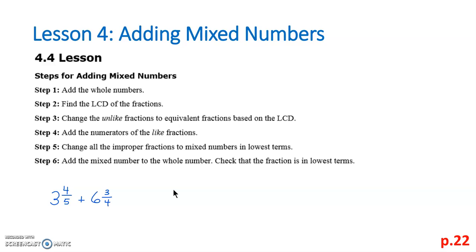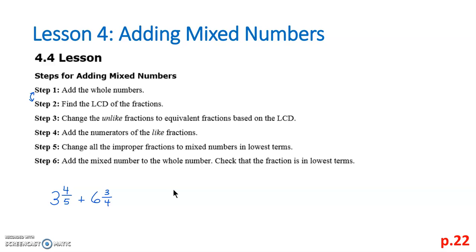And in our steps, step 1 says to add the whole numbers, and step 2 says to find the lowest common denominator of the fractions. These two steps are interchangeable, and I actually prefer to find the lowest common denominator first, get my fractions changed, and then add my whole numbers. So you can decide what works best for you.